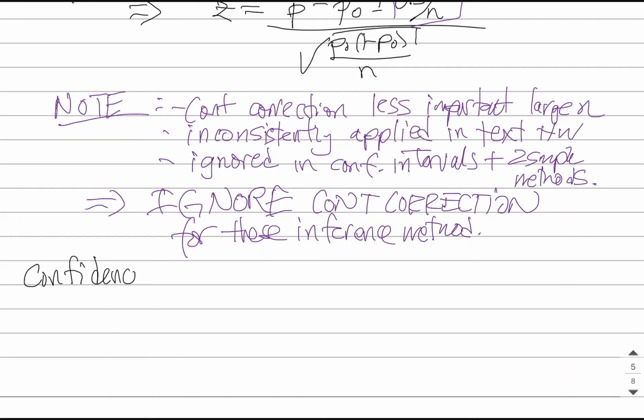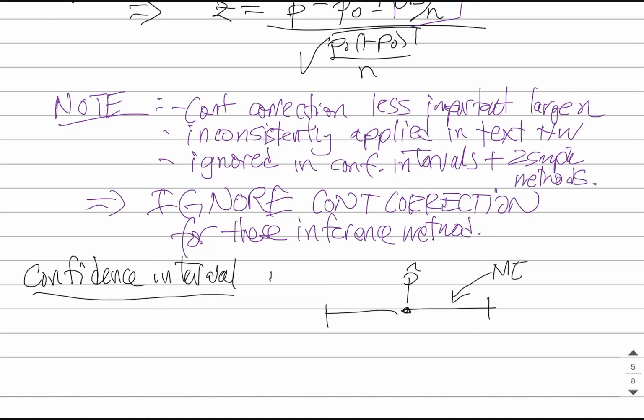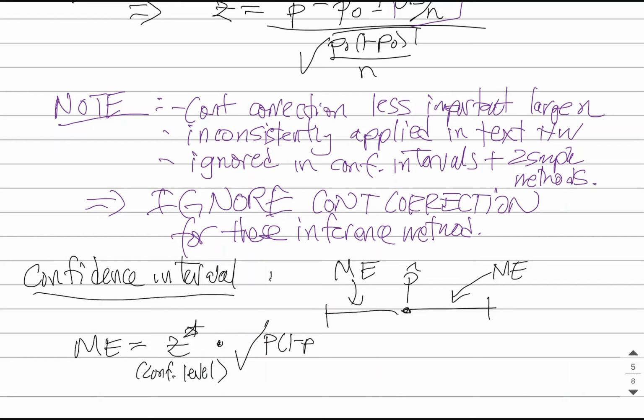So a confidence interval works very similarly. We are going to have our point estimate, and what we're trying to do is give a margin of error. The margin of error has to incorporate the confidence level plus the standard error. So there's going to be a critical Z star that corresponds to the confidence level multiplied by the standard error, or the square root of the sampling distribution variance. So the standard deviation of the sampling distribution.